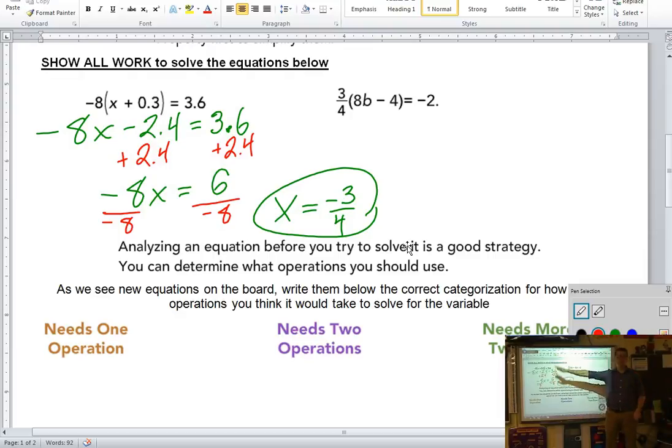Any questions on this solution at all? We always undo addition and subtraction first, undo multiplication and division second.